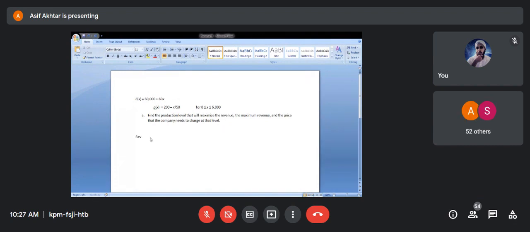What we need to calculate? We need to calculate the revenue function, that is R(x). According to the definition, it would be the number of units x multiplied by the price per unit, that is small p into x. This is what we have. This is the revenue function that we need to calculate.